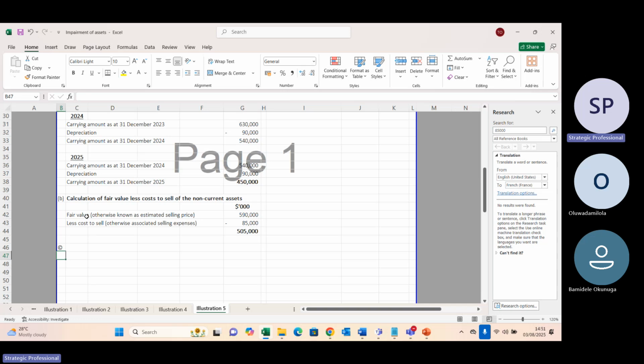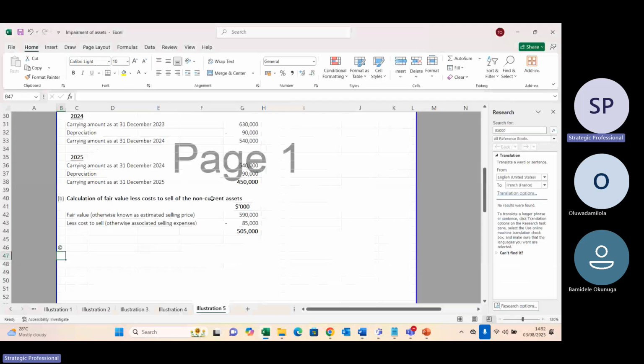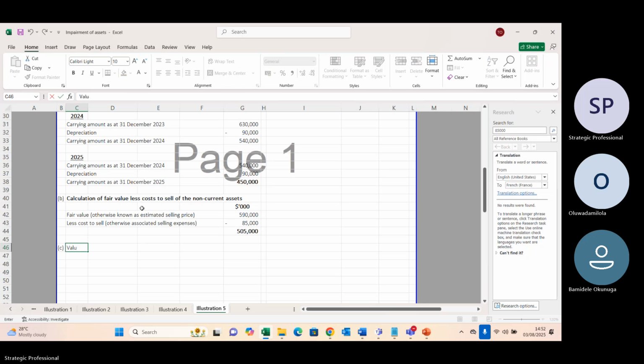So that's all. Then C, the C part of the question says calculate the value in use of the asset as at 31st December 2025. So let's calculate the value in use. Calculation of value in use of the non-current asset.